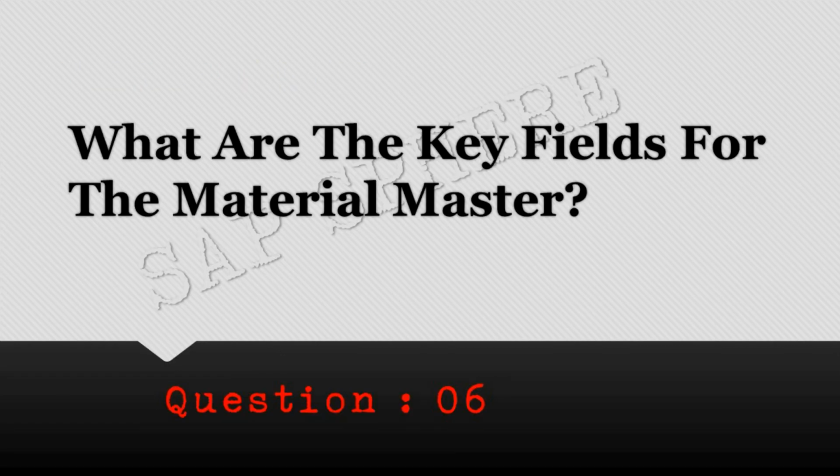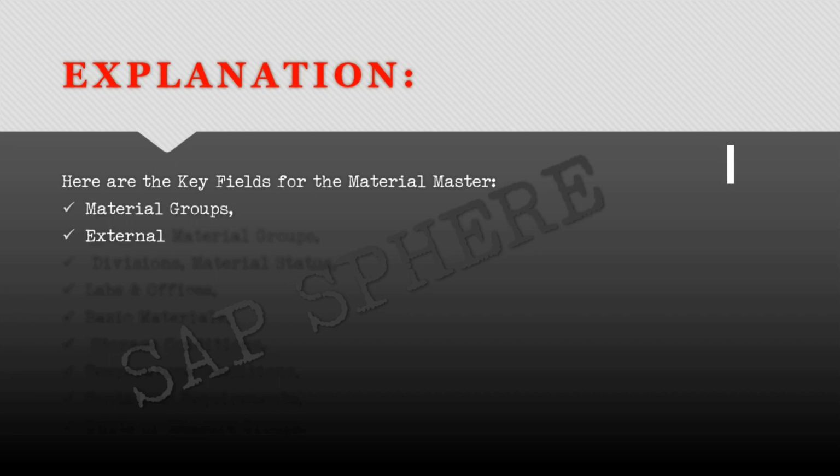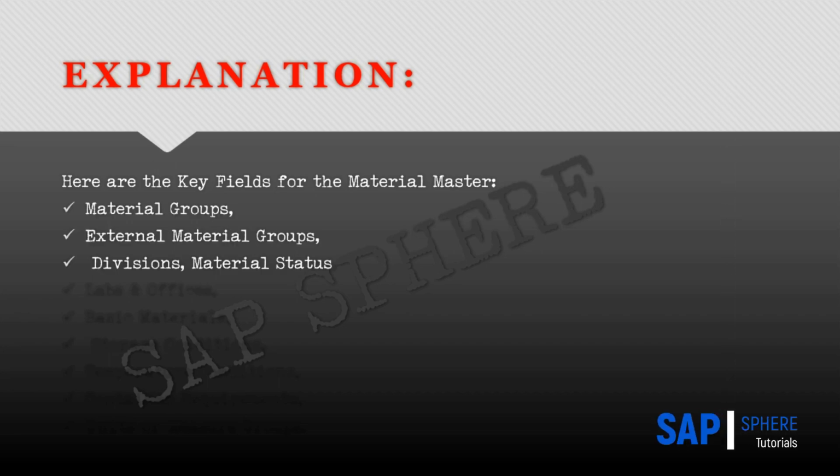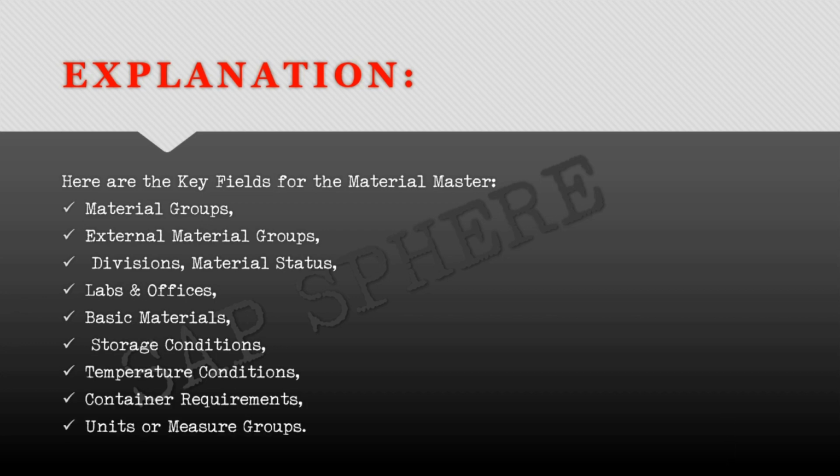What are the key fields for the material master? Here are the key fields for the material master. Material groups, external material groups, divisions, material status, labs and offices, basic materials, storage conditions, temperature conditions, container requirements, and units of measure groups.